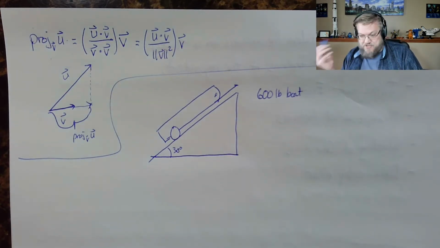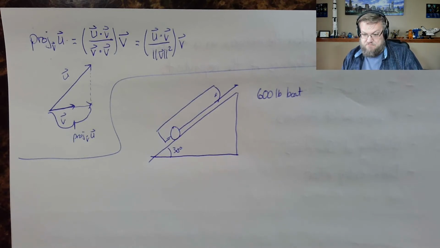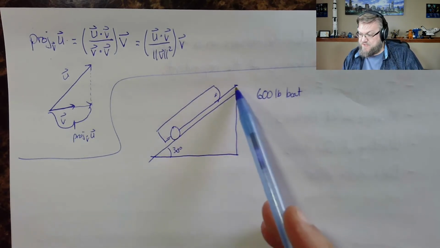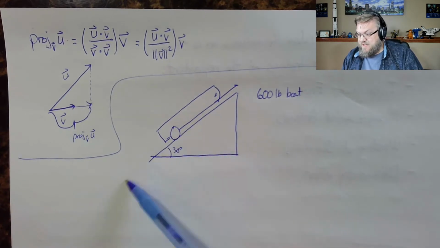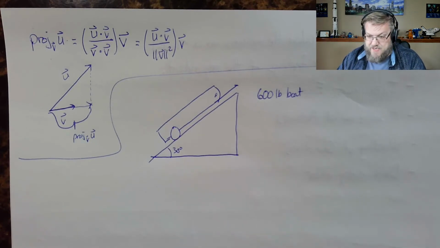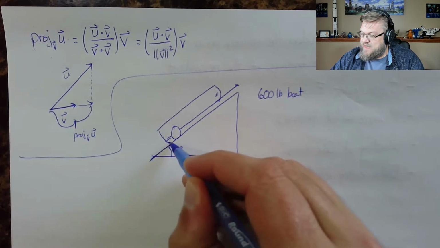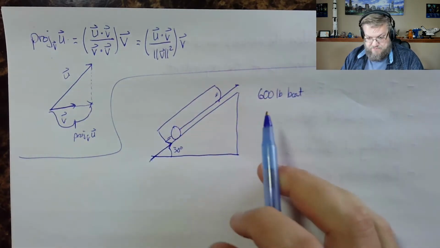My intuition says this is going to want to roll down the ramp, obviously. It's going to want to roll down the ramp if this was not connected. So what sort of force do I have to provide so it doesn't roll down the ramp? What is required to keep the boat from rolling down the ramp? I would like to provide some sort of force in this way, to keep it from rolling that way.